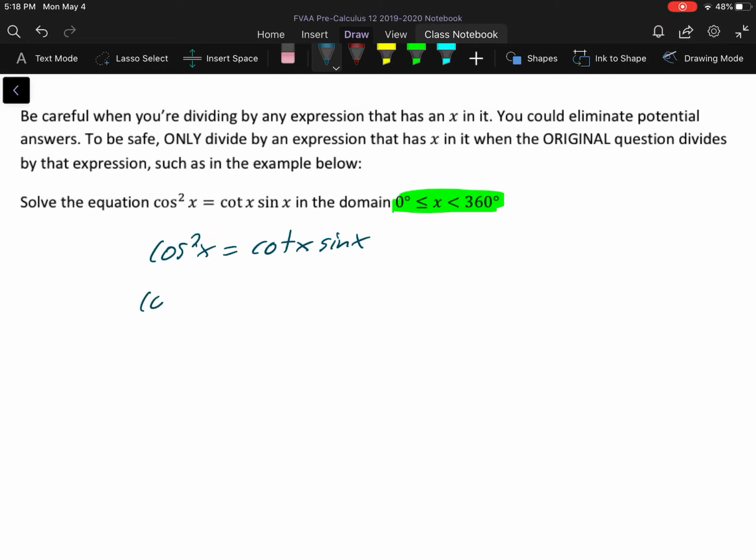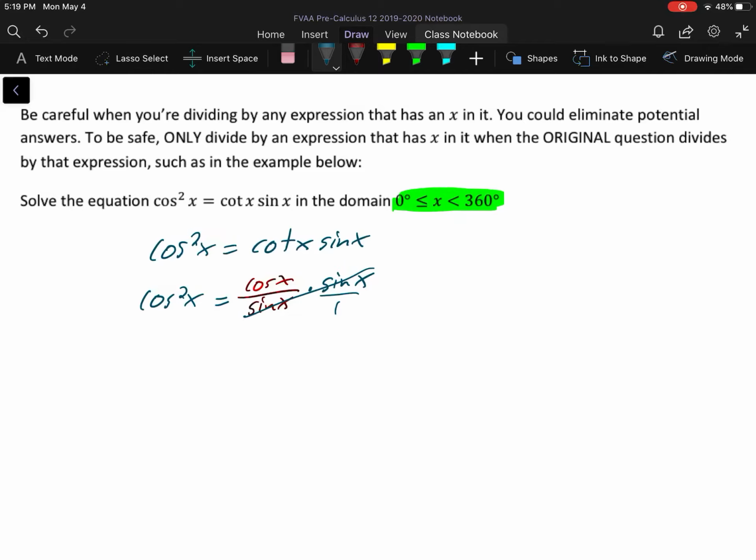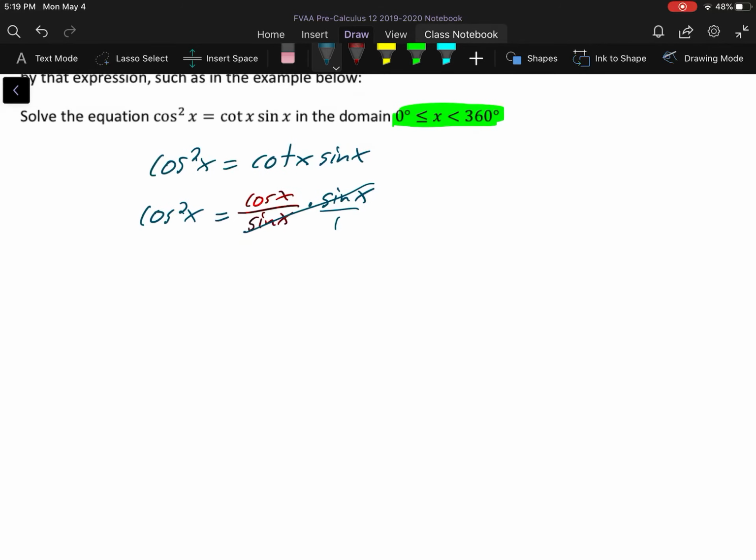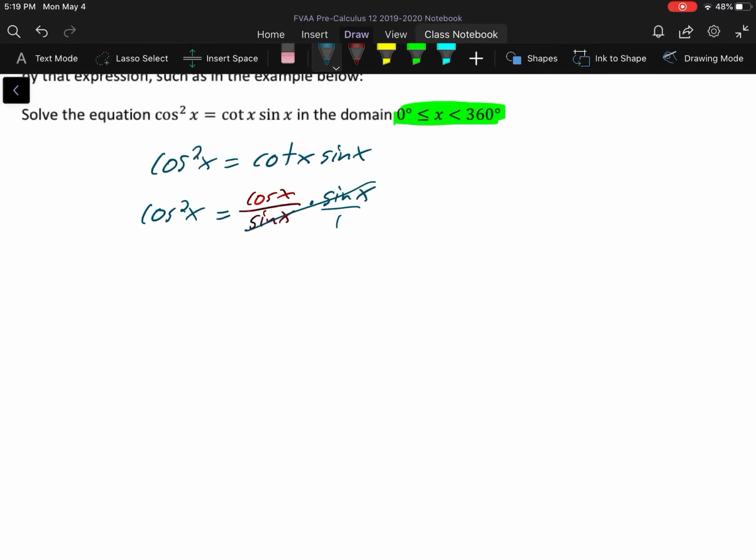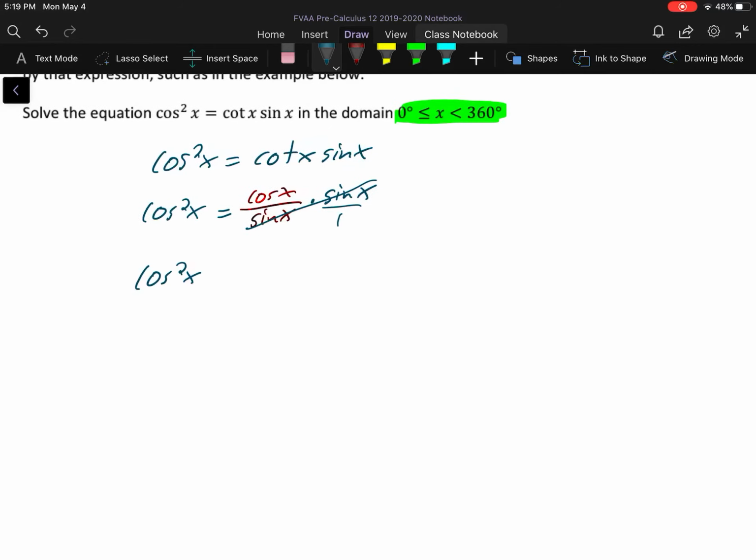So this is already in cosine, so there's nothing to do here. Cotangent is going to change to cos x over sine x times sine x. Okay, now here you can see that this cancels out. Sine x times sine x over 1, right? When you multiply by sine x. All right, which is going to give me cos 2x is equal to cos x.